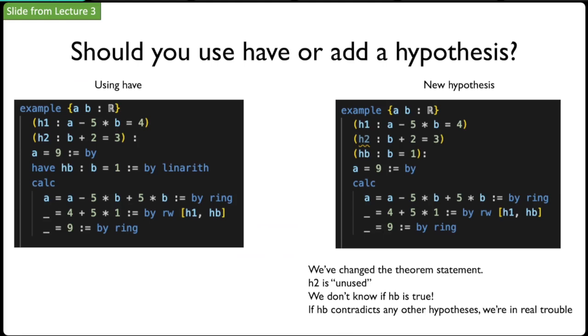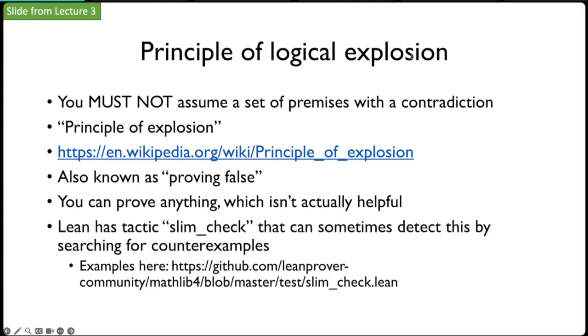And the reason for that is the principle of logical explosion, which is why we cannot start a theorem statement with a set of premises that has a contradiction in it. We can't. This leads to the principle of explosion, which we talked about more. You can revisit the Wikipedia page for that, but you can prove anything. And we don't want to be able to prove anything. We can prove false things, incorrect things if we do that, and that's not actually helpful.